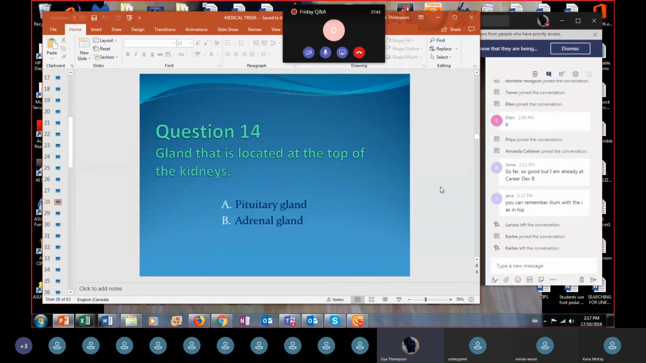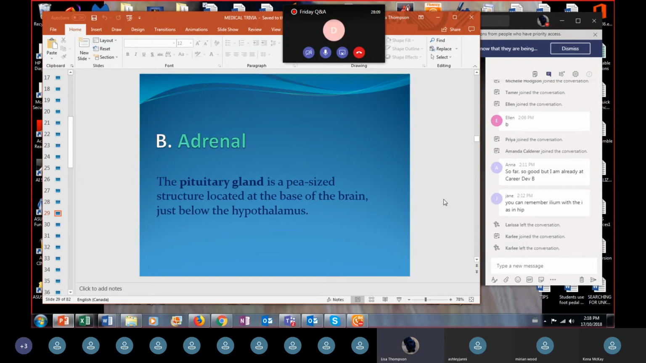Question 14. Gland that is located at the top of the kidneys. Is it A, pituitary gland, or B, adrenal gland? The answer is B, adrenal. The pituitary gland is a pea-sized structure located at the base of the brain, just below the hypothalamus, whereas the adrenal is located right on top of the kidney. So remember, the pituitary gland is actually at the base of the brain.